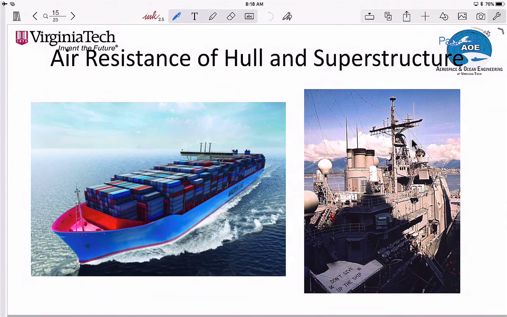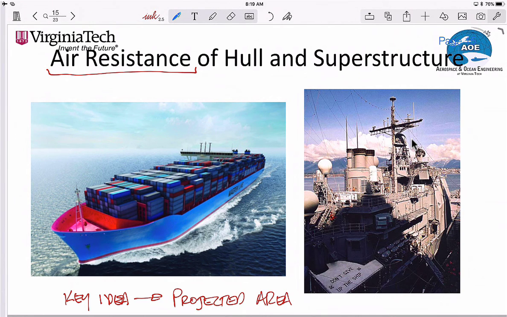Whenever we talk about components of resistance, we also have to worry about air resistance. Air resistance of hull and the superstructure. So on the left is a big tanker. You can imagine there's a lot of air resistance or drag from that superstructure and all the containers. And for the Navy ship on the right, there's a lot of projected area. So the key idea is, what's the projected area? Projected area is going to create a lot of resistance.